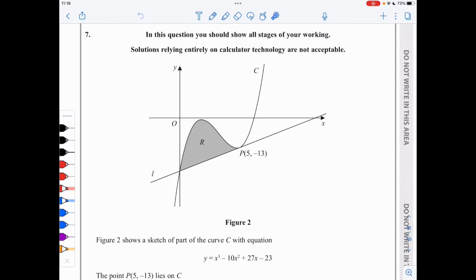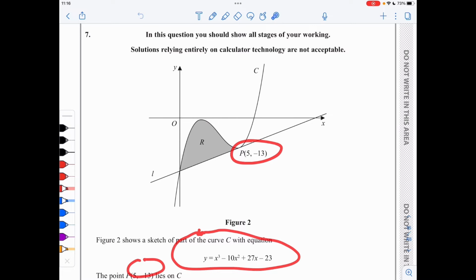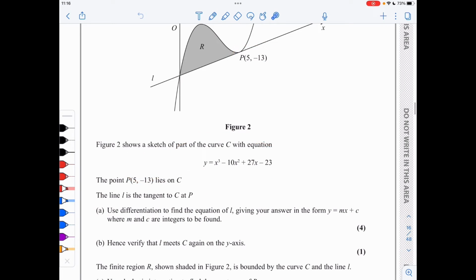In question 7, we've got a sketch of part of this curve. The point P, (5, -13), lies on the curve, and we've got a tangent to C at P. We're being asked to use differentiation to find the equation of L, the tangent, giving our answer in the form y = mx + c.